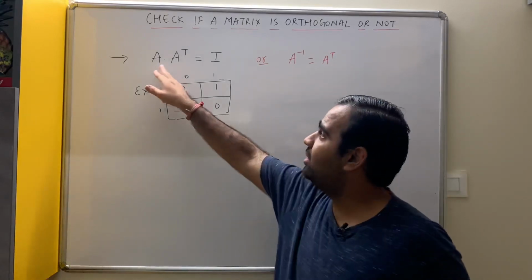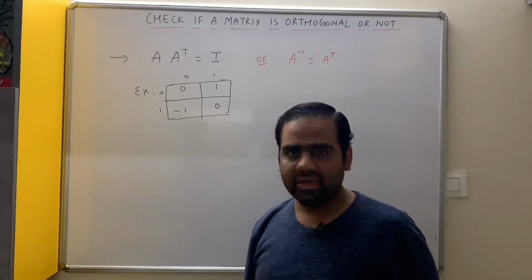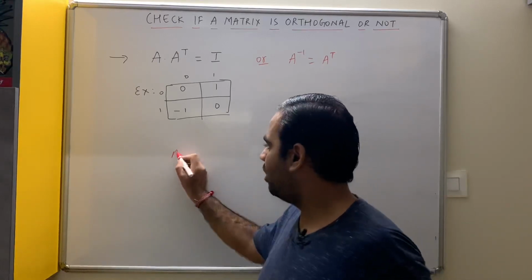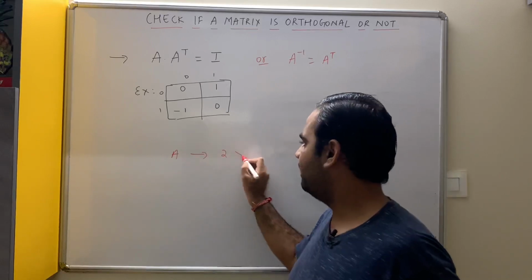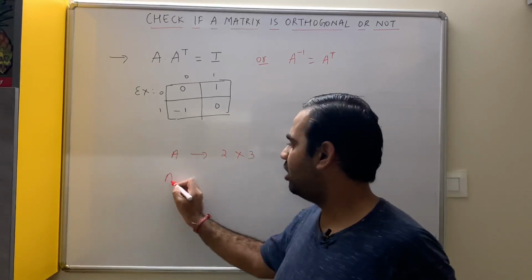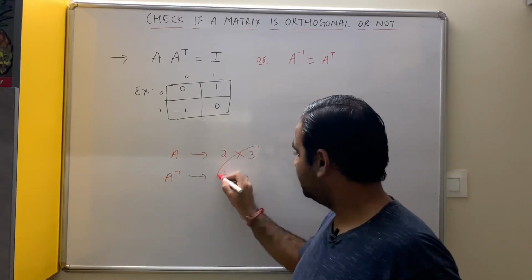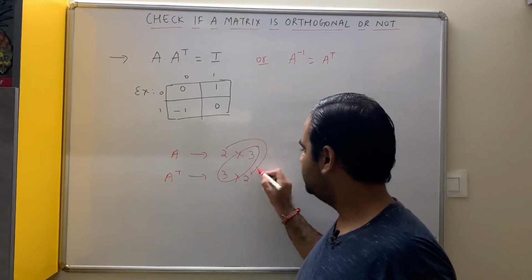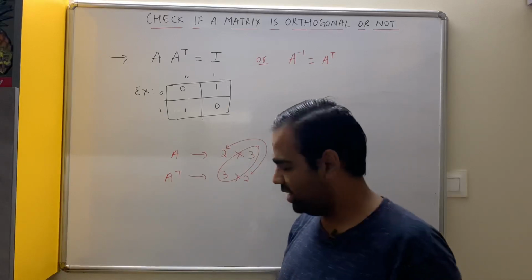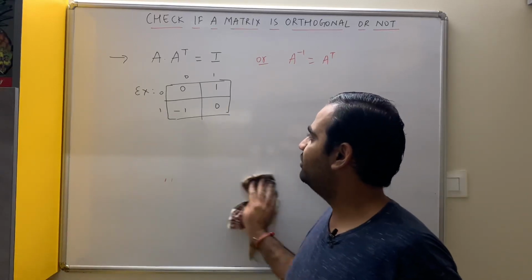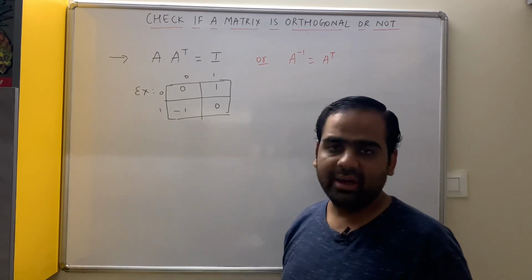Now if we multiply A into A transpose, we always get a square matrix. Why? Because if the order of A is, for example, 2 cross 3, the order of A transpose will be 3 cross 2, and the 3 and 3 are the same, so you get 2 cross 2, which is always a square matrix. Let's take an example and check if this matrix is an orthogonal matrix or not.